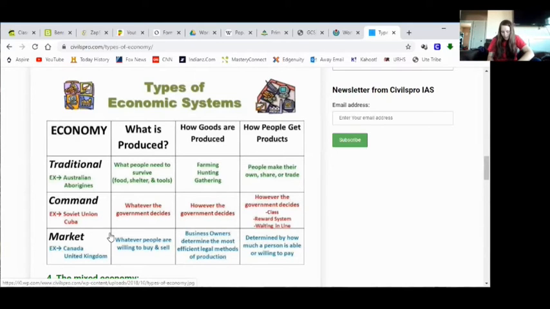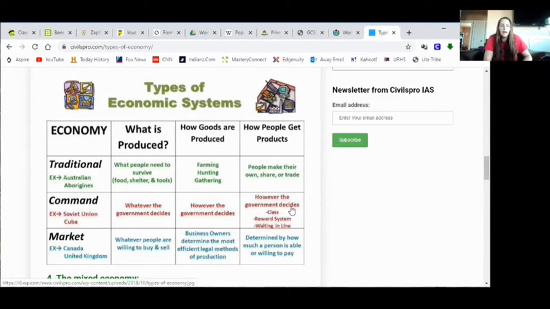We have what's called a command economic system, or a command market, or a command system. A lot of people tie this in with communism, and that's because with communism, the government really controls a lot of things. So remember, command means control, C and C. So what is produced? Whatever the government decides. How goods are produced? However the government decides. And how people get products? However the government decides. So they more so regulate.